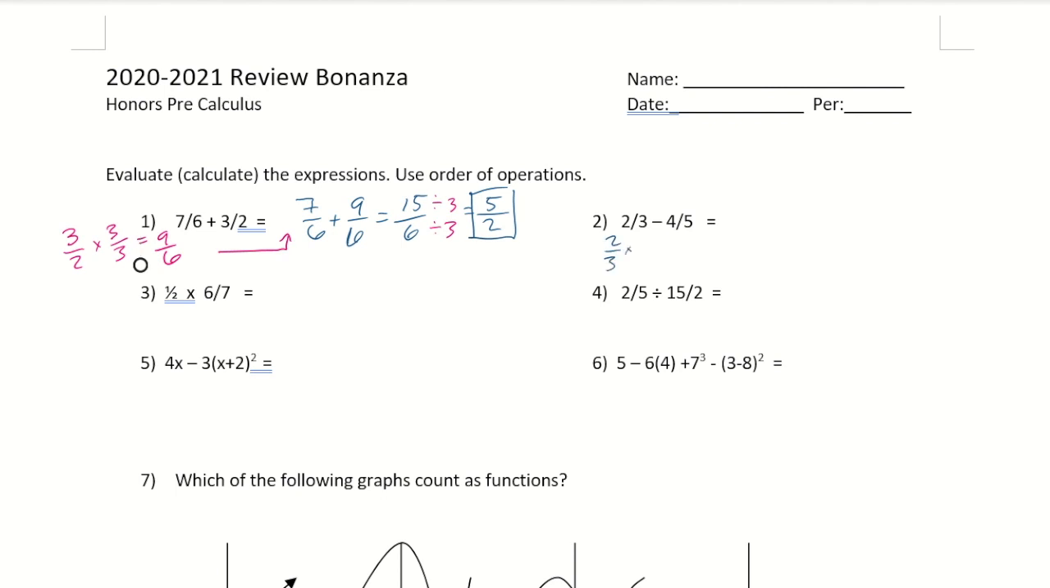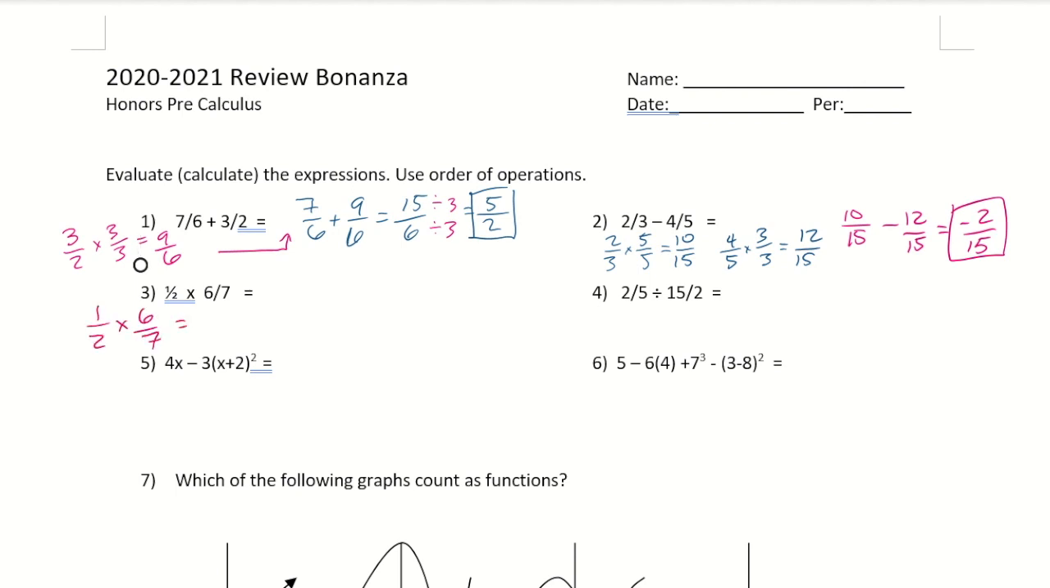So for this one, we have to do the same thing, except there's no common factor, so we have to change both denominators. And the lowest common factor is just multiplying them to get 15. So now that we've got that, we've got 10/15 and 12/15. 10 minus 12 is -2, so we have -2/15.